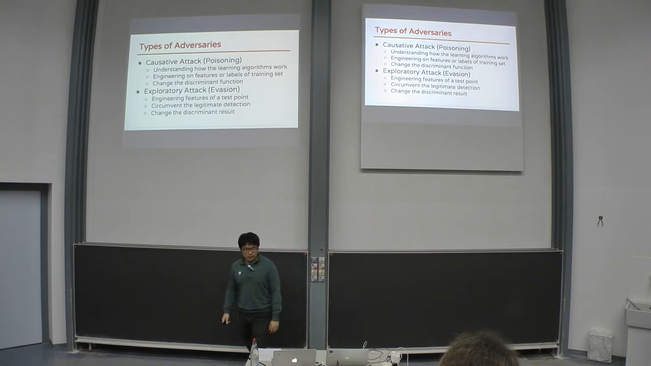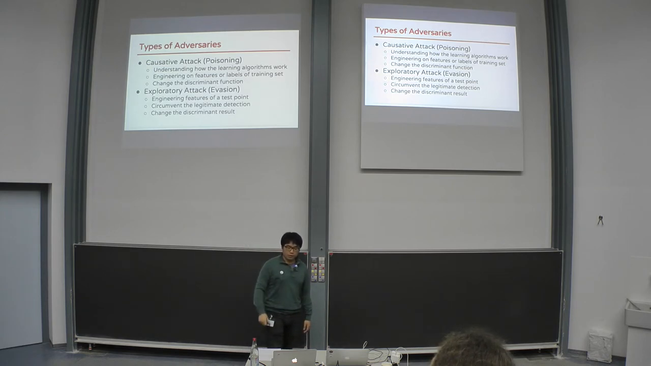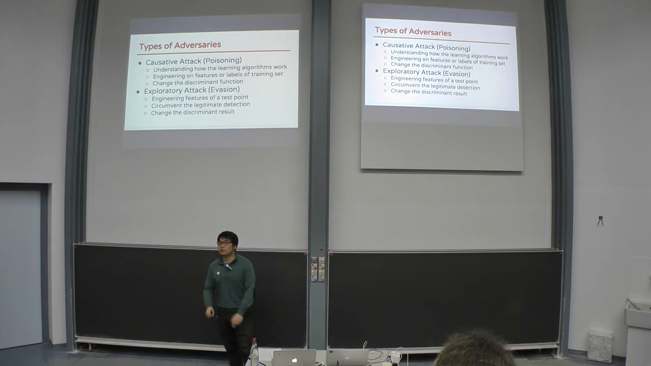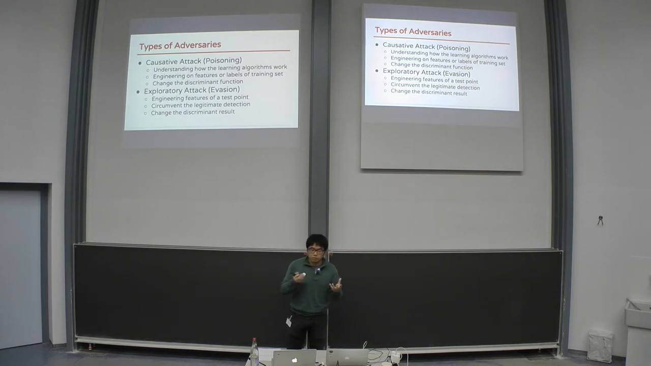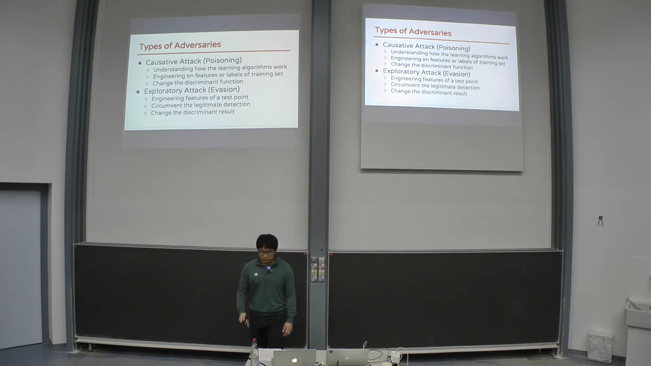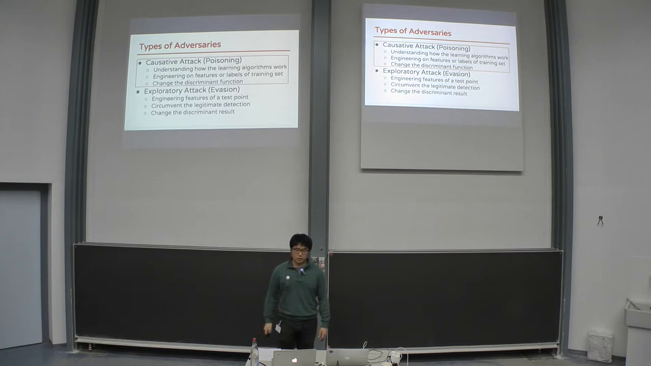And the other part is exploratory attack, also referred to as evasion, because now you're engineering a specific test sample on some features. You want this test sample classified as you wish. And this is an exploratory attack. In this case, you have to explore the classification boundaries of the classifier in the system, which is maybe totally unknown to you. And then you engineer very carefully well-crafted data, and then circumvent the legitimate detection. So this attack will change the discriminative results of a specific data set, but will not change the learning model itself. So the impact of the evasion attack is somehow limited. Now today we're introducing the causative attack.